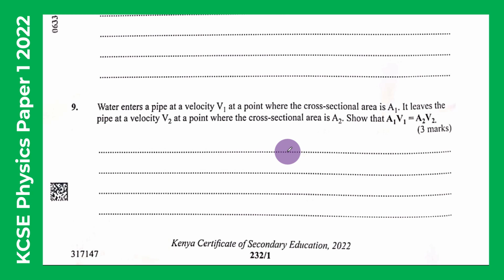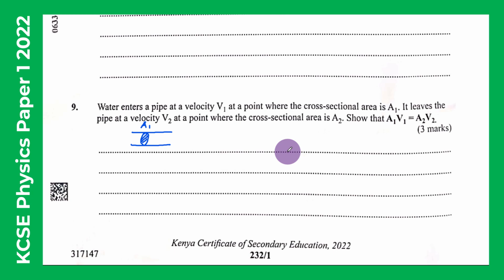Let us look at question number 9, where we are told water enters a pipe at a velocity v1 at a point where the cross-section area is A1. So this is the situation. There is this point here. This particular cross-section of this pipe is A1.